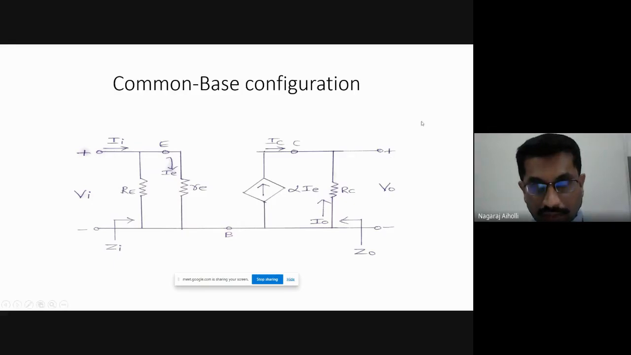So as alpha into IE is 0, that means this is an open circuit, because the current is 0. Therefore, the output portion I can represent like this: the collector terminal, and between the collector terminal and the base terminal it is an open circuit. Then we have only the resistance RC connected between collector and ground. That is shown in the next figure.